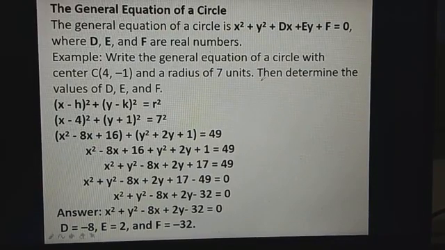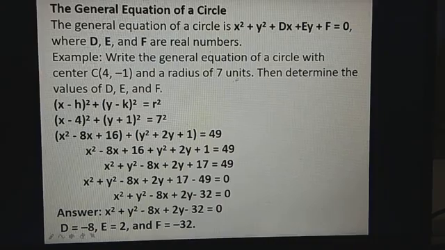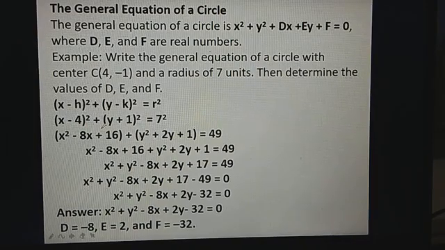Then, pinapadetermine ang value ng D, E, and F. So, mag-start tayo dun sa center radius form kasi given yung H and K at saka R. So, pag sinundan natin yung center radius form, if we substitute the value of H, so meron tayong (x - 4)² + (y + 1)² = 7², yung R natin. So, ipinalit natin yung H, K, and R.